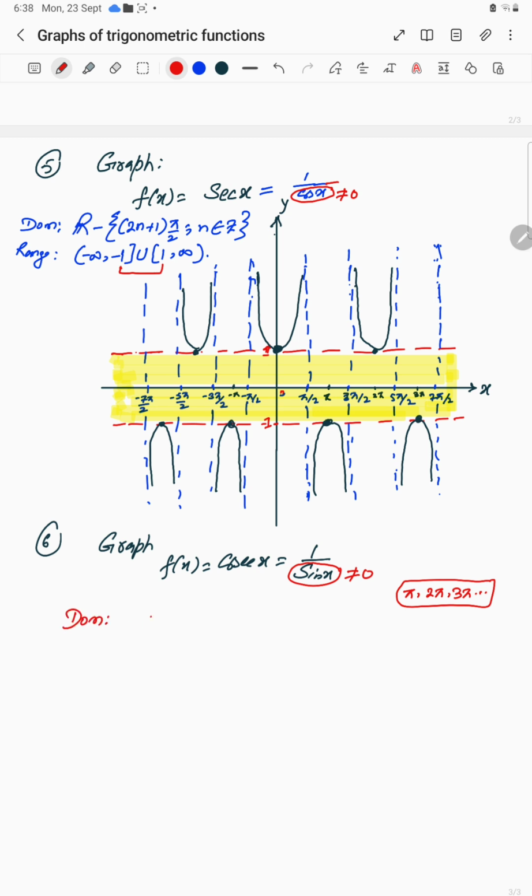For this case, the domain is the set of real numbers minus integral multiples of pi, where n represents an integer, and the range will be the same, from minus infinity to minus 1, union 1 to infinity, and these two values shouldn't be part of the graph. The same yellow portion as we have done here should be represented. This is a home task. You can draw it by yourself.